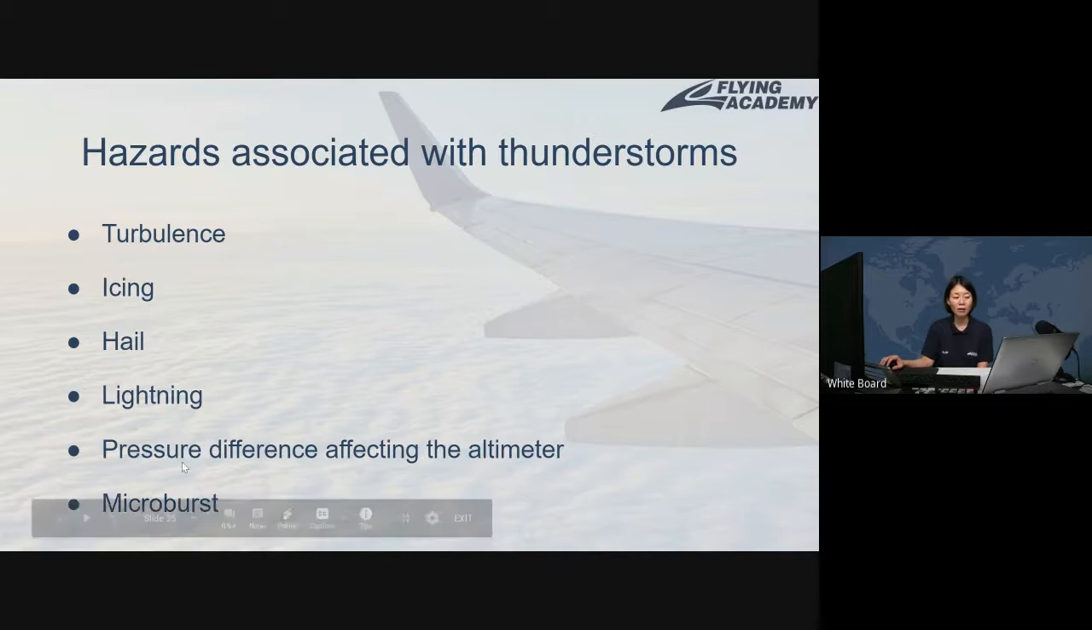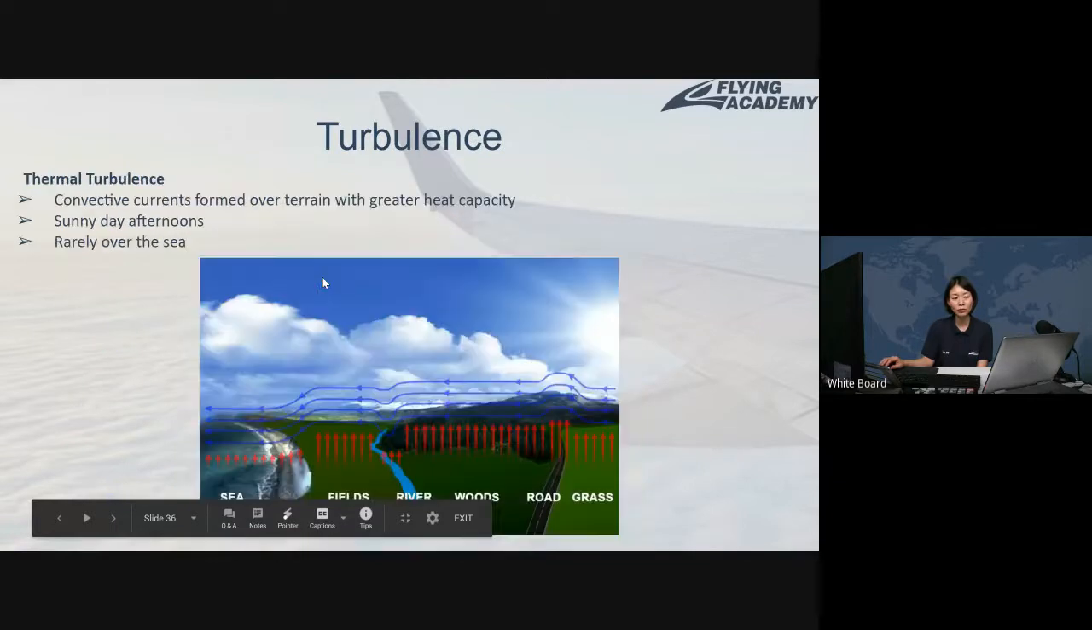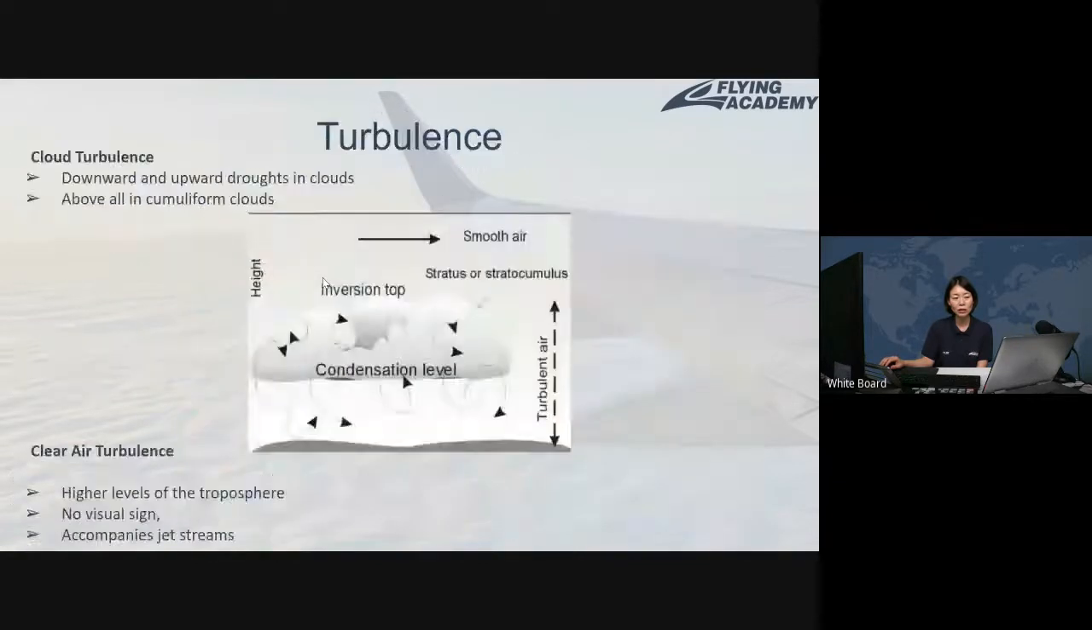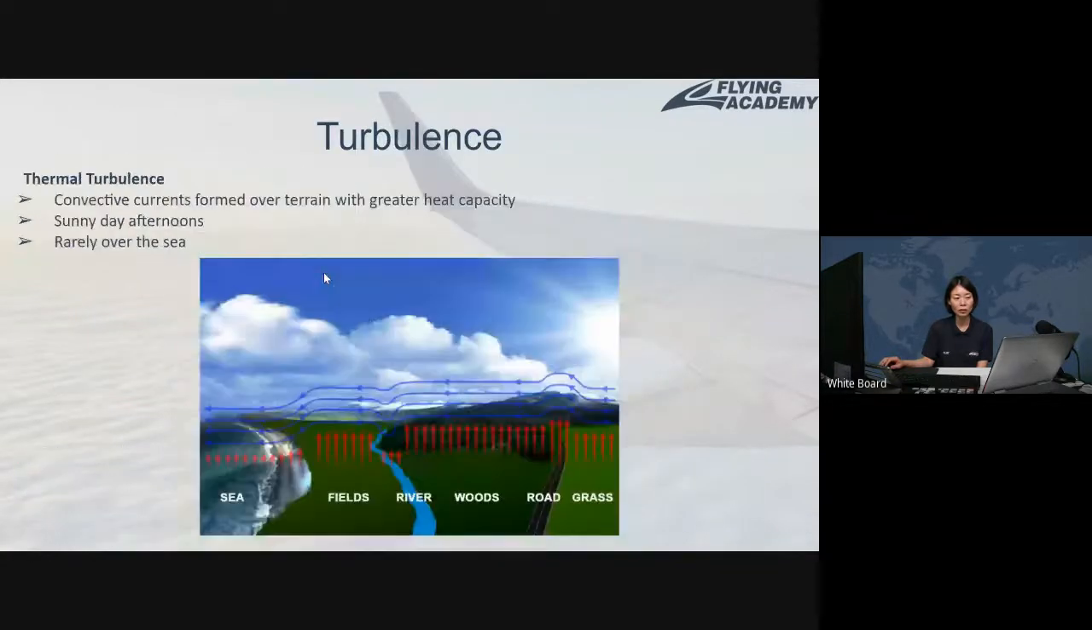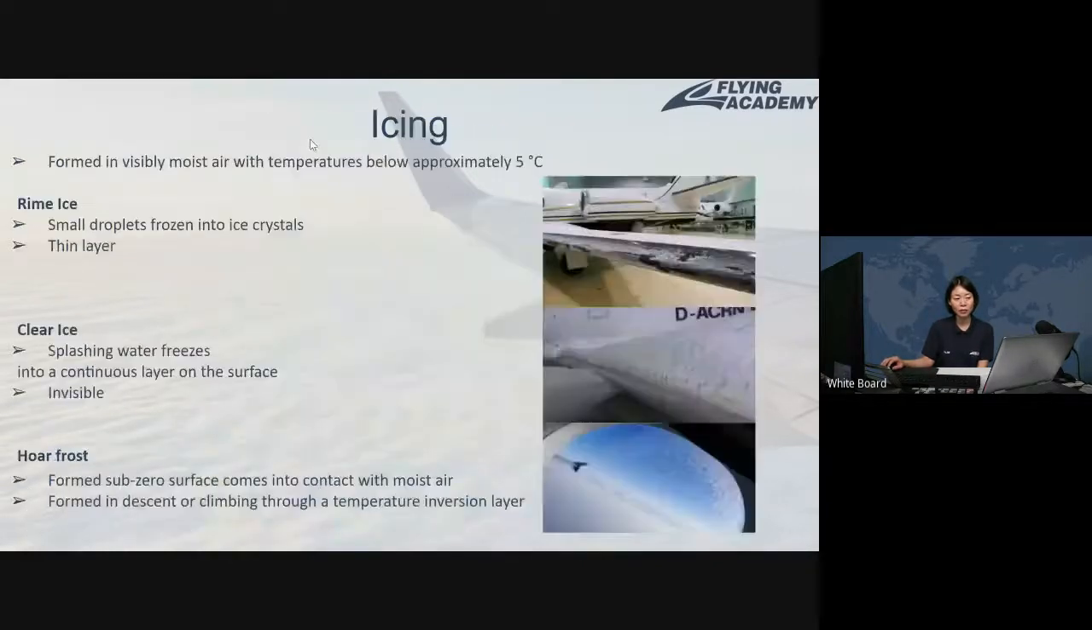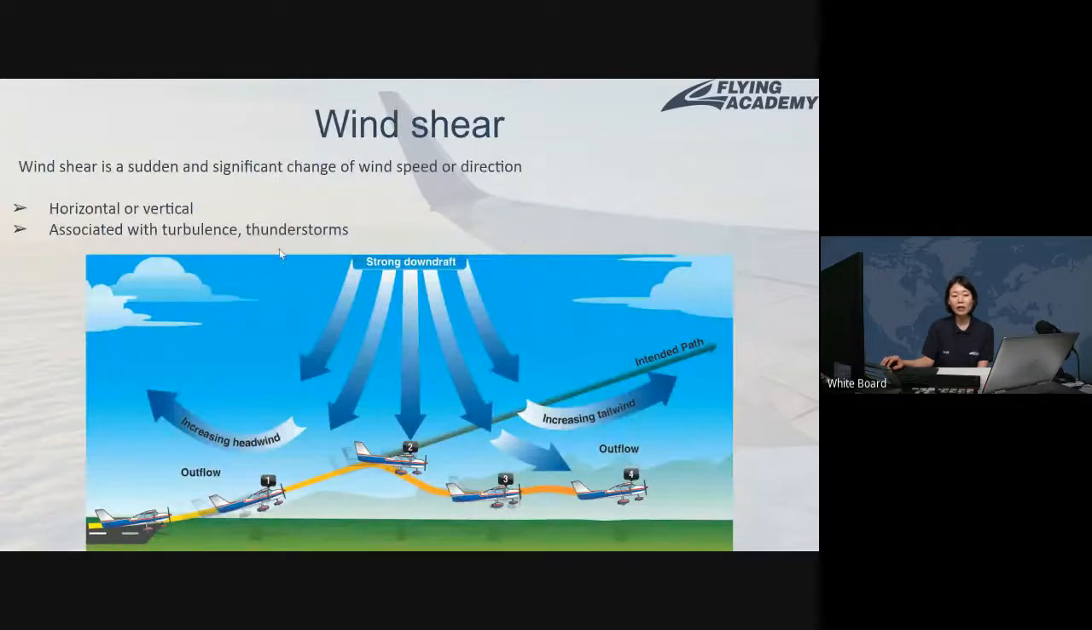And then the last one is going to be the microburst. But before we go to the microburst, I wanted to talk about wind shear. Let me just check it out. Okay, wind shear. Let me go to wind shear first. Wind shear is a sudden and significant change of wind speed or direction.